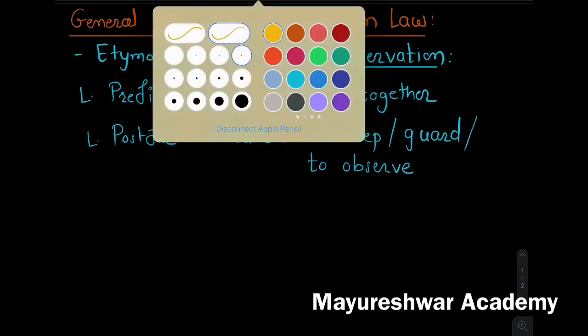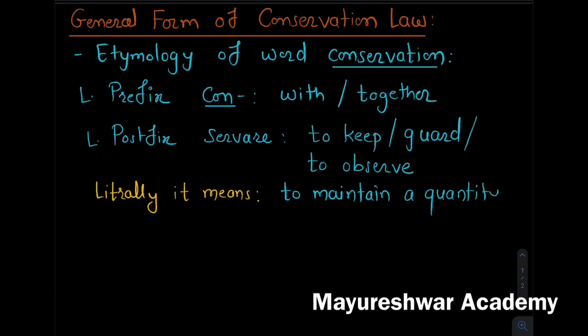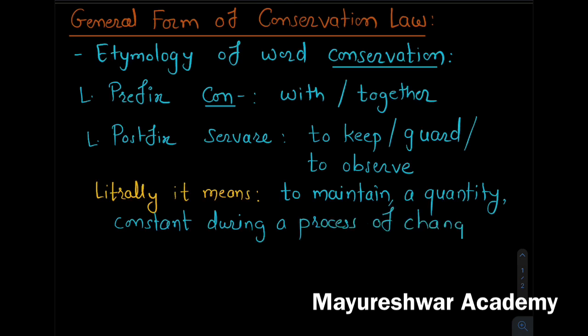So if we want to write it down literally, it means in physics to maintain a quantity constant during a process of change. So this is the etymological meaning of the word conservation.